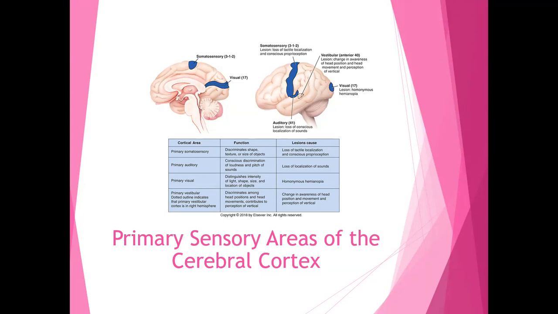So if you have a lesion in the primary vestibular cortex, you can get dizziness, you can get problems with balance because you don't have that head movement perception. Interesting, right?